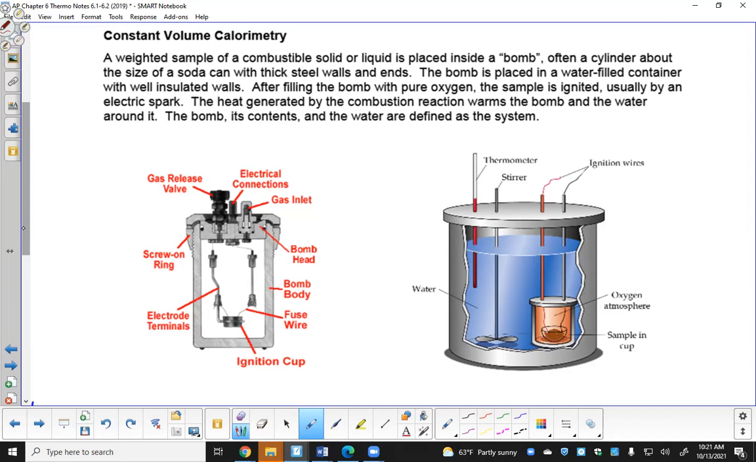Anyway, after you fill up the bomb with the sample that you want to burn, you might pipe in some pure oxygen as well so that it has enough oxygen to continue the combustion. Give it a little electric spark, and the reaction will take place underwater then. The heat generated by the combustion reaction warms the bomb and the water around it. The bomb, its contents, and the water are defined as the system.